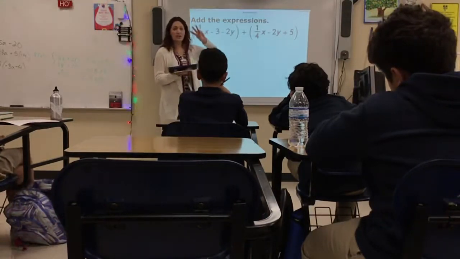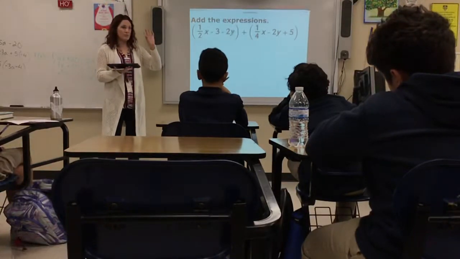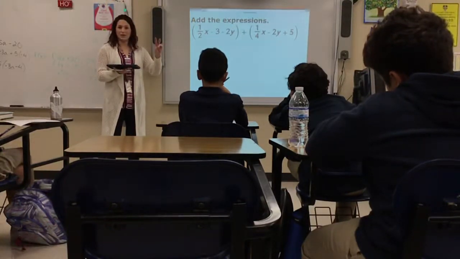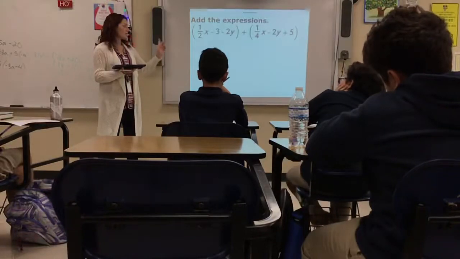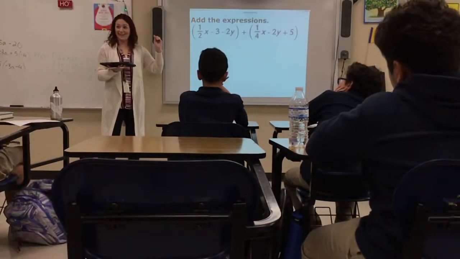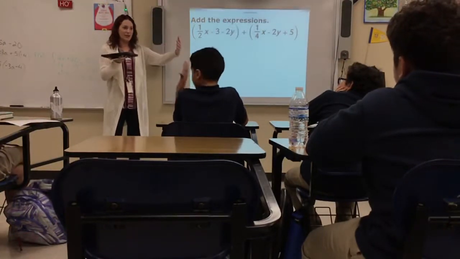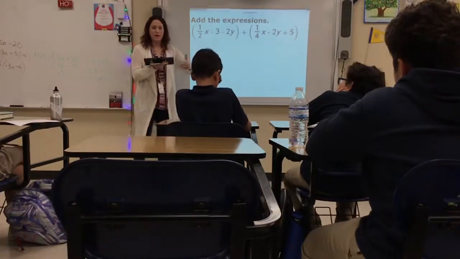Good. So we actually have 3 sets of like terms in this problem. We have x-like terms, number-like terms, and y-like terms. So when we rearrange this, how many sets of parentheses will I have? Not too many to count, 3. We're gonna have an x parenthesis, a number parenthesis, and a y parenthesis.